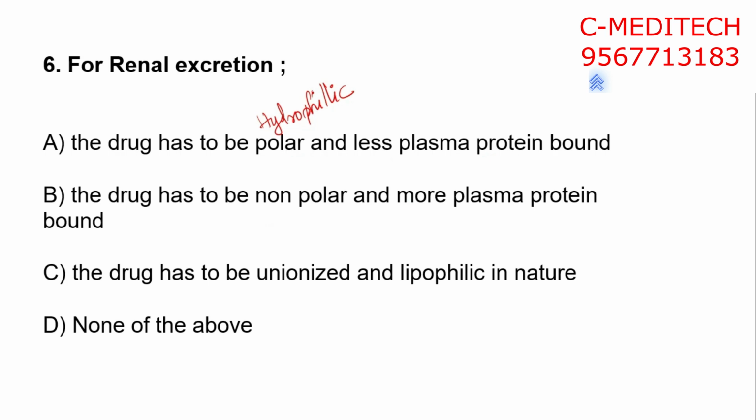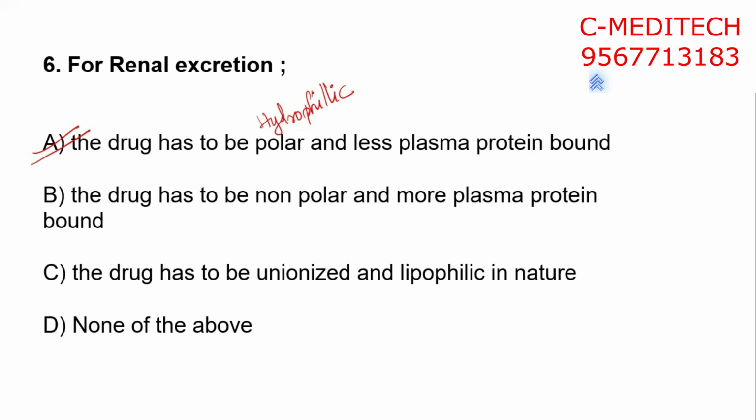If it is more plasma protein bound, it means the drug will form a complex with the plasma protein and it would be large in size and cannot cross the cell membranes. Therefore, it cannot have high plasma protein binding. So for renal excretion, the drug has to be polar and less plasma protein bound.